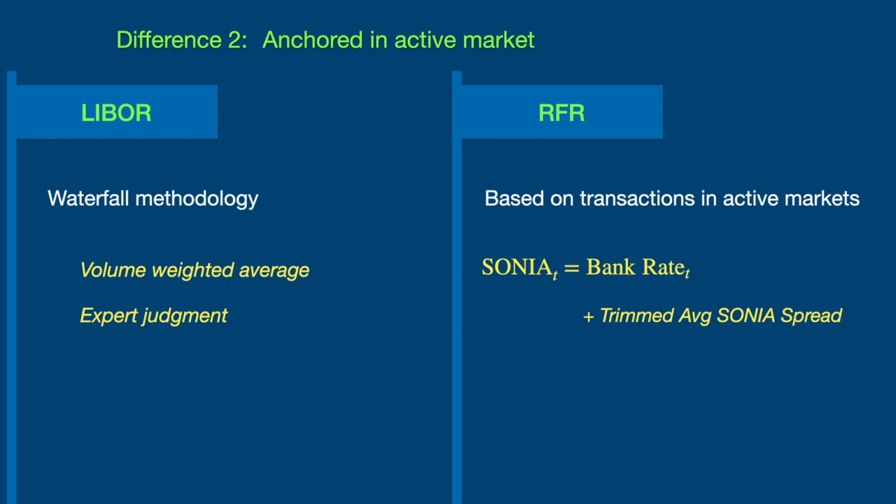STR has a similar but more involved mechanism. SARON is a slightly different story and its contingency plan is quite simplistic. You just go with the previous observation. The main point, however, is that these contingency calculations are to be used in exceptional circumstances and not on a BAU basis, whereas LIBOR calculations use judgment and approximation as a matter of course.